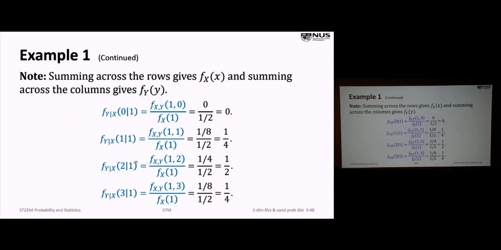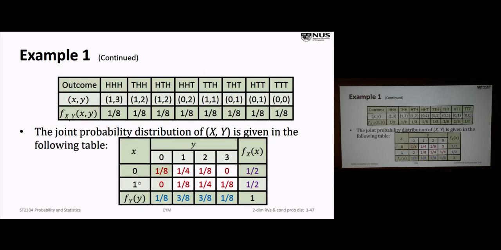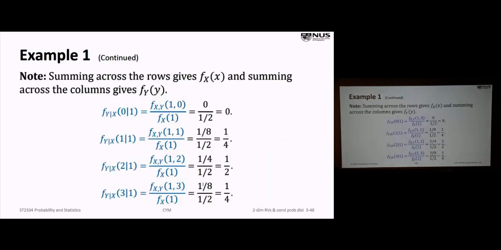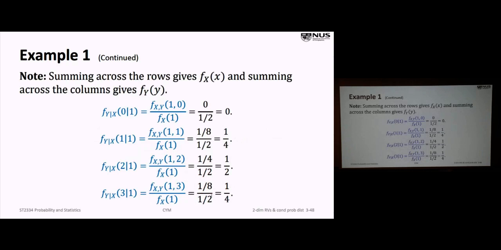Similarly here, the probability that y takes the value 2 given that x is 1 is the probability that x is 1 and y is 2 over the probability x is equal to 1. f of x, y, 1, 2 is a quarter. So I get a quarter over a half, which is a half. And similarly 3 given 1 is 1, 3 over 1. 1, 3 is here as an eighth. I get an eighth over a half, which is a quarter.